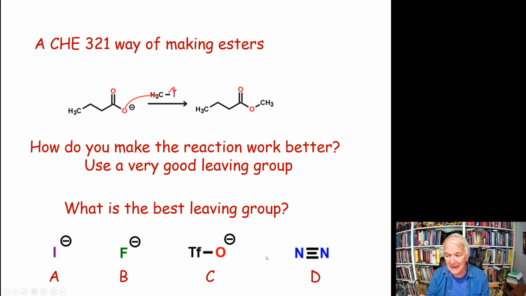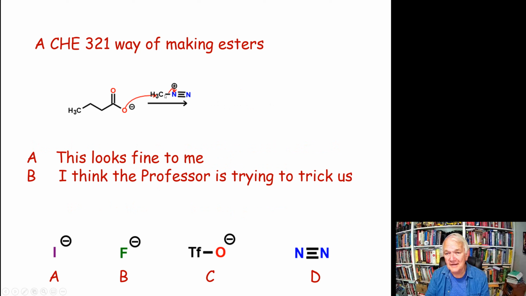What could be better than N2? It's dinitrogen, a very, very stable molecule. But doesn't it sound a little bit crazy? How could we put N2 into that compound right there? Well, what we need is this. Does it look good? Does it look fine? Or am I trying to pull one on you?